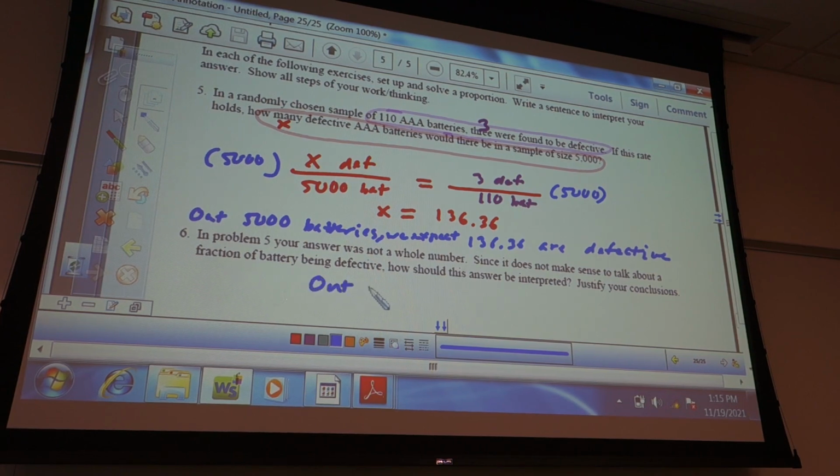So you'd say out of 5,000 batteries, which way should I round, up or down? I want to decide how you should round this. About how many? Down, because you go to the next digit. If it's 4 or less, you round down. If it's 5 or more, you round up. About 136 batteries are defective.